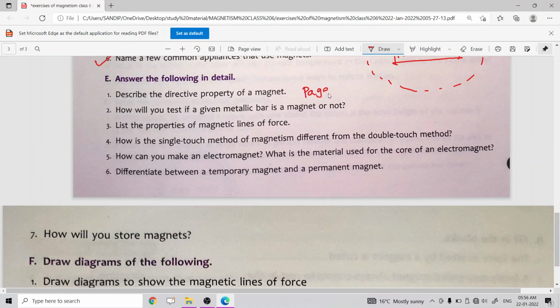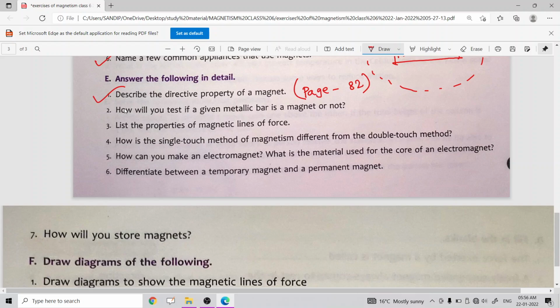This is page number 82. Here you can say that a freely suspended magnet always points in the geographical north and south direction. This is known as directive property. Also, every magnet, irrespective of its shape, has a north and a south pole. If you use a bar magnet and suspend it freely using a thread, it is always directed towards north and south.